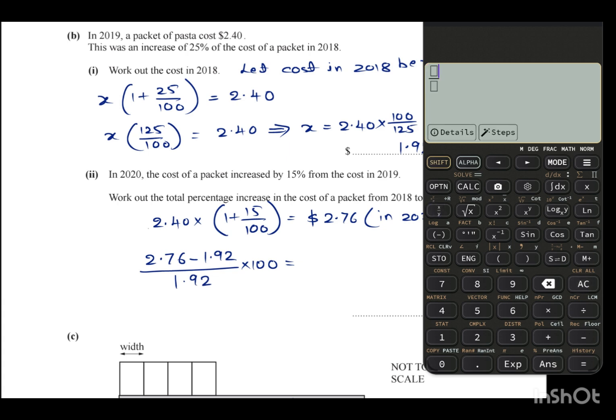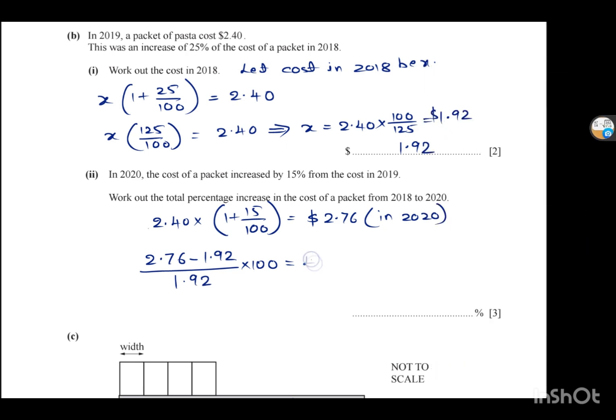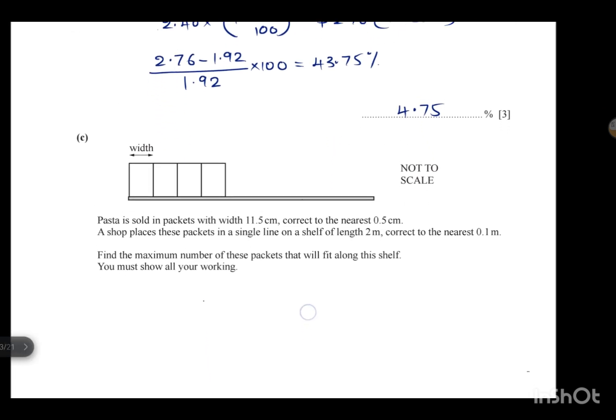Okay, let me take the fraction button first. 2.76 minus 1.92 by 1.92 into 100, 43.75. This is the percentage increase. Question number C now.